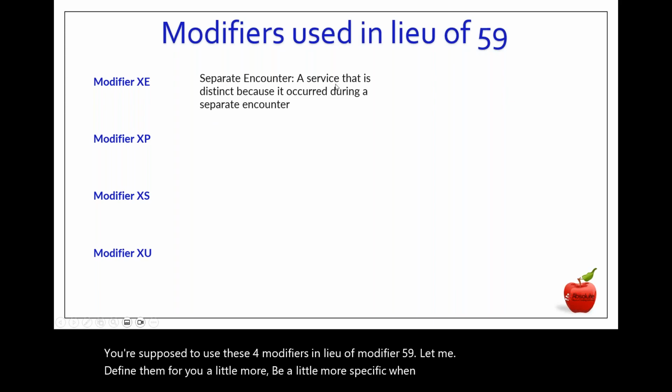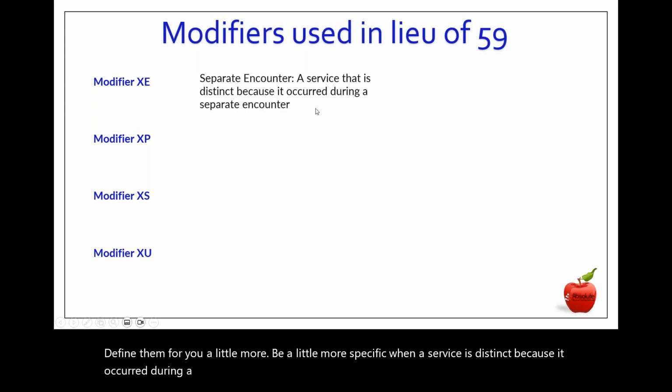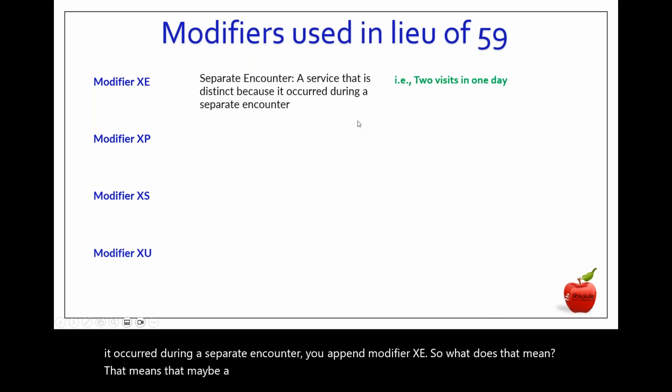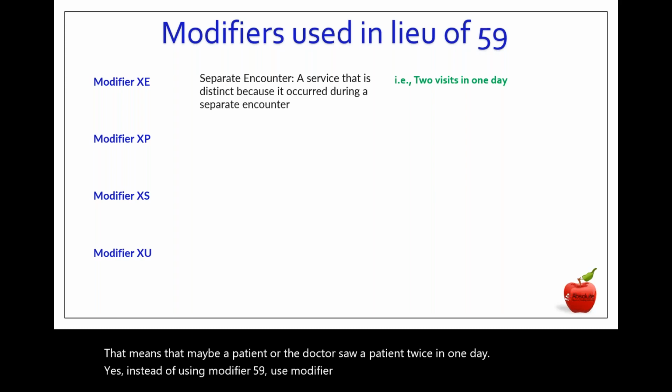When a service is distinct because it occurred during a separate encounter, you append modifier XE. So what does that mean? That means that maybe the doctor saw a patient twice in one day. Instead of using modifier 59, use modifier XE.